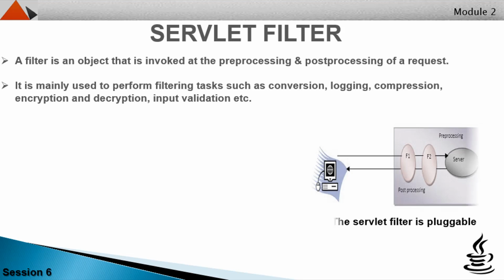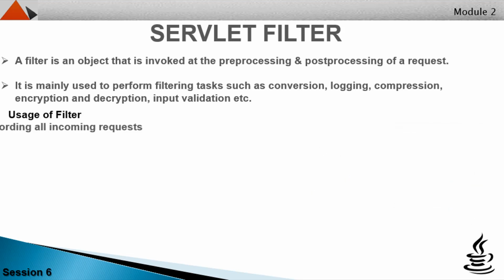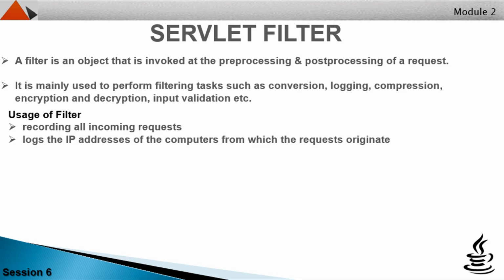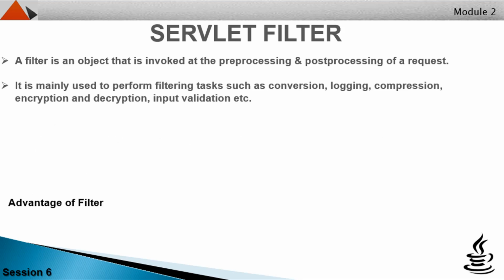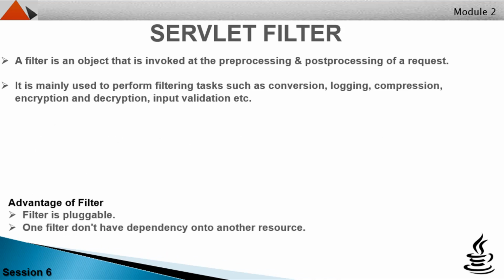Usage of filter: recording all incoming requests, logging the IP addresses of the computers from which the requests originate, conversion, data compression, encryption and decryption, input validation, etc. Advantages of filter: a filter is pluggable, one filter doesn't have a dependency on another resource, and it needs less maintenance. Filter API. Like servlets, filters have their own API.